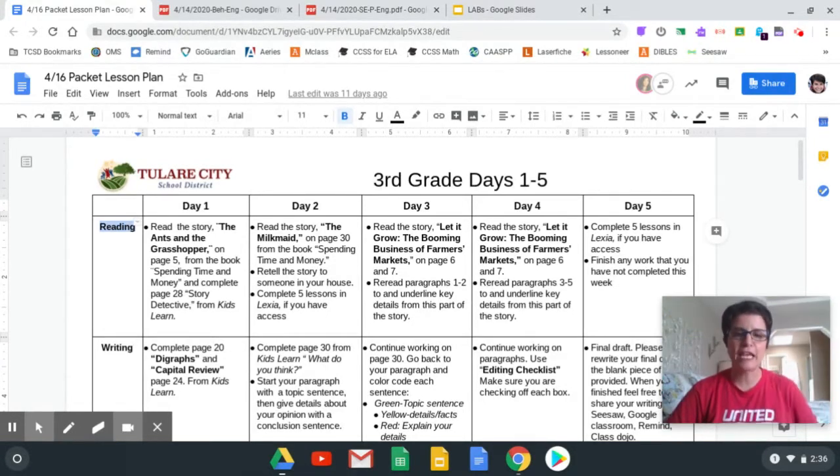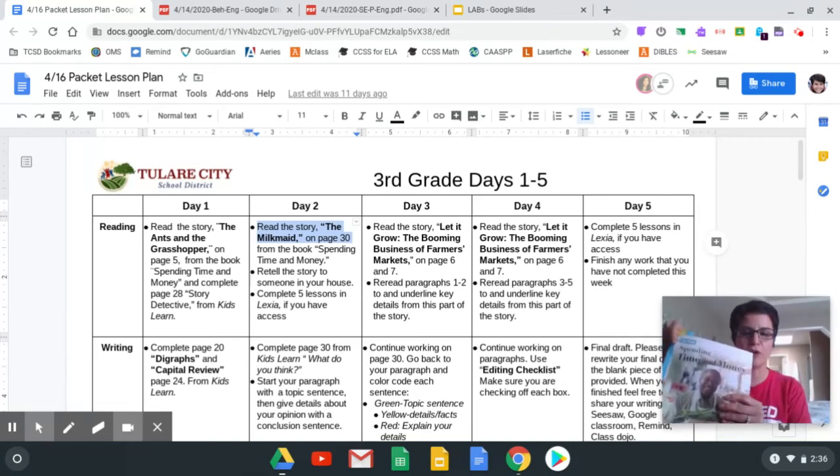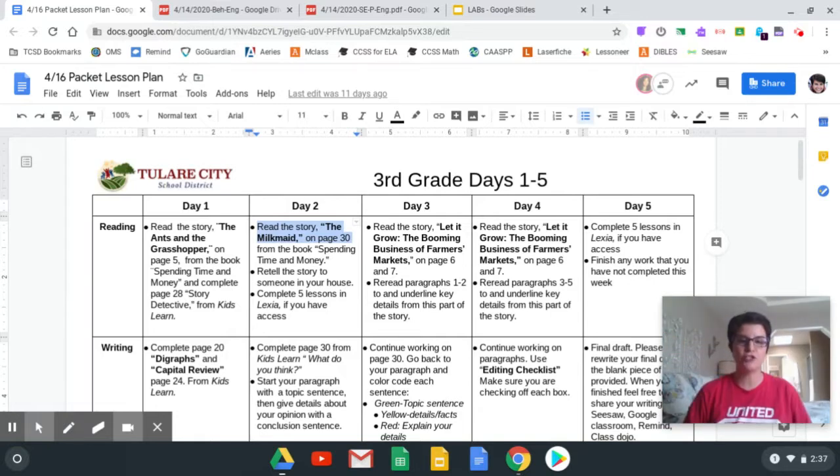Now, the one thing that I'd like you to keep in mind is that on day 2, and I'm going to highlight this right here, where it says read the story, The Milkmaid on page 30, that is a mistake. I would like you right now to cross out the number 30, and instead I want you to write the number 10. The Milkmaid is still in your benchmark reader. That part is correct, but it is on page 10. That was a mistake when we put page 30. So you're looking for page 10 for the story called The Milkmaid. That's one thing that I wanted to bring out and mention to you there.